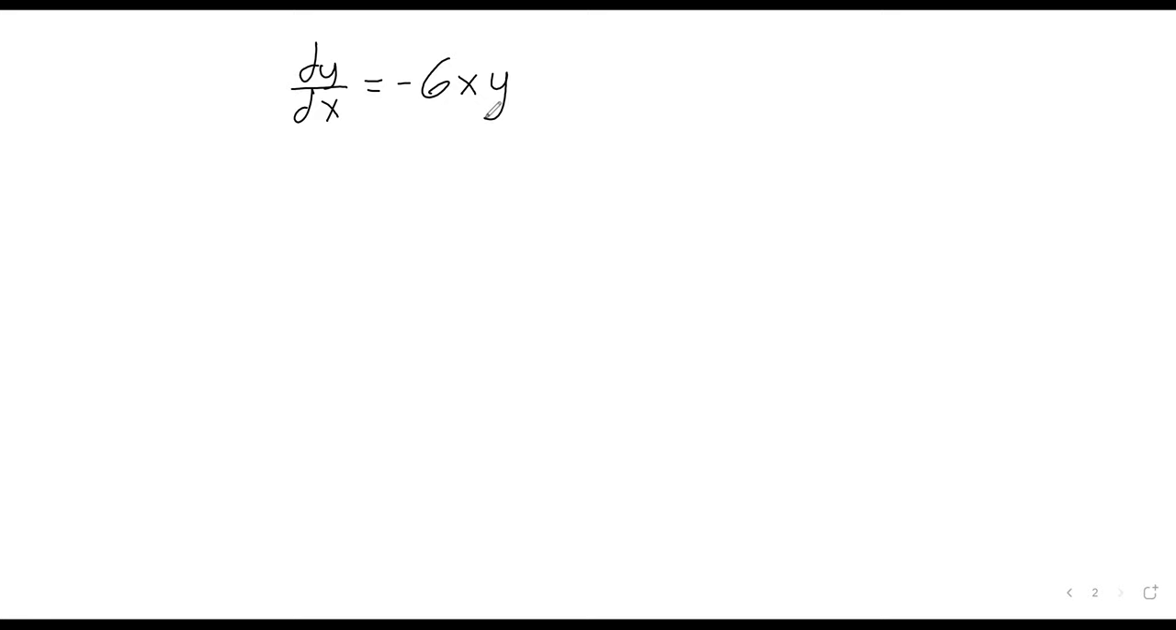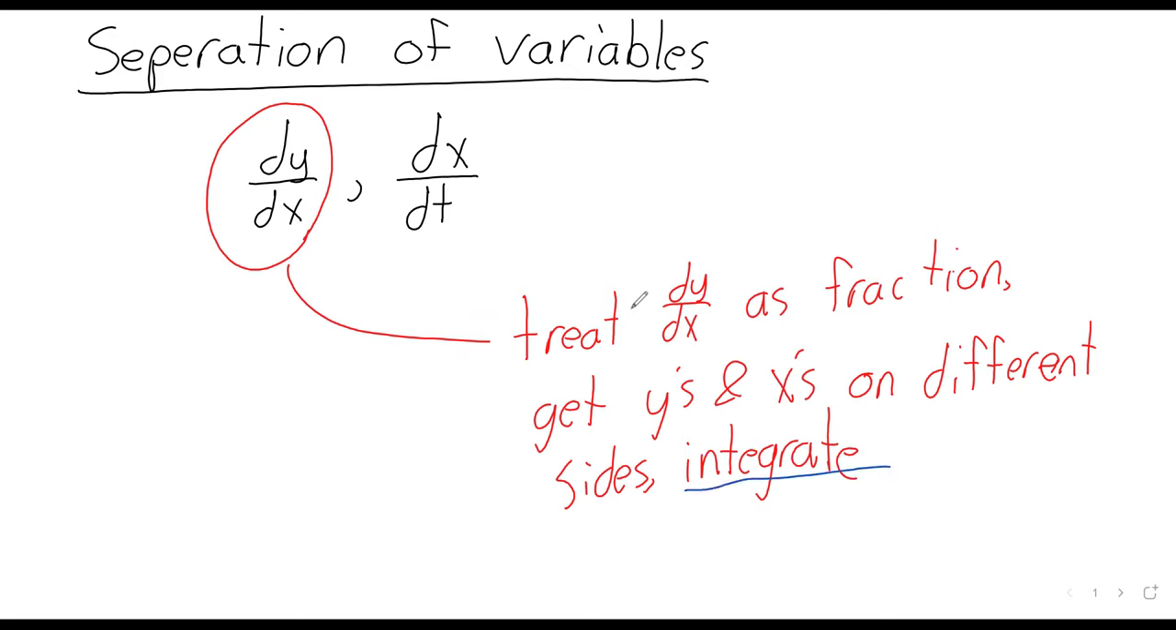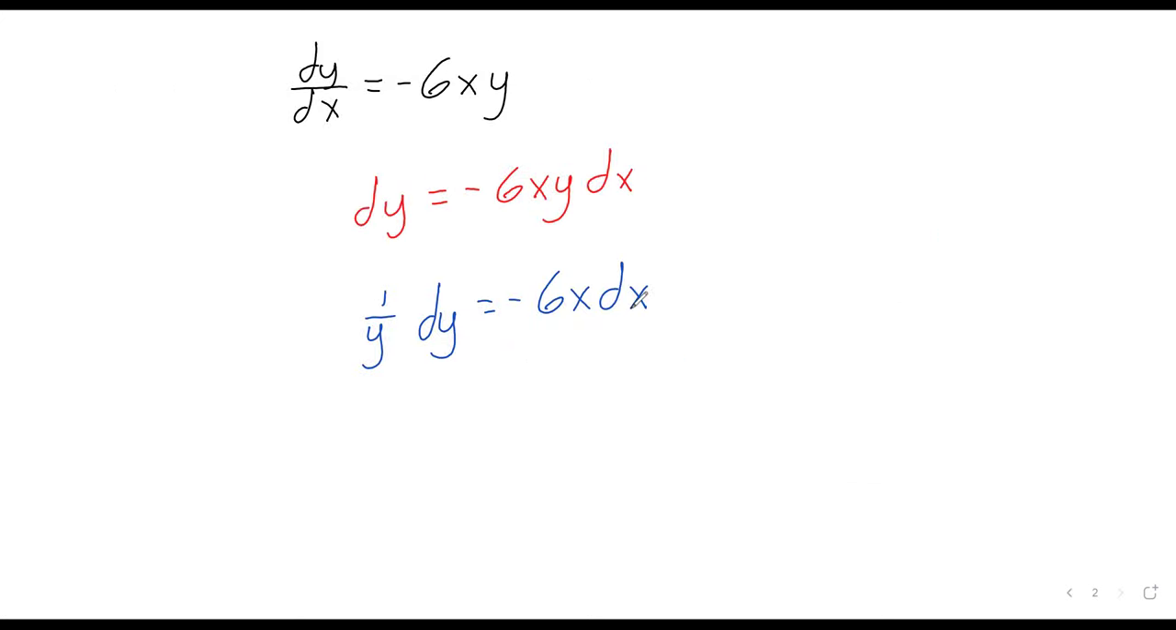So let's multiply both sides by dx, the denominator of this alleged fraction. And now, let's divide both sides by y. And now we have 1 over y dy equals negative 6x dx. And you see that our y's are on one side, our x's are on the other. And the next thing we should do is integrate both sides.